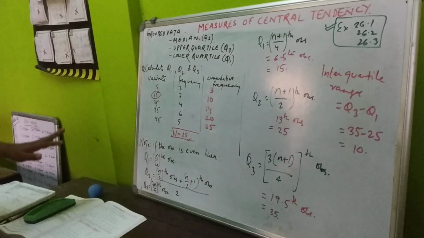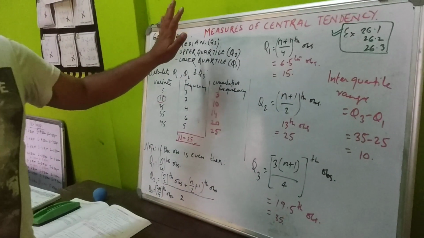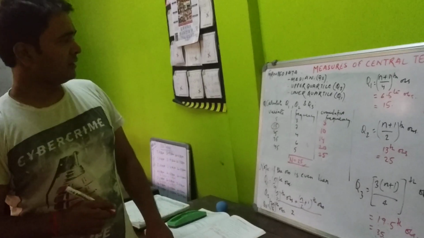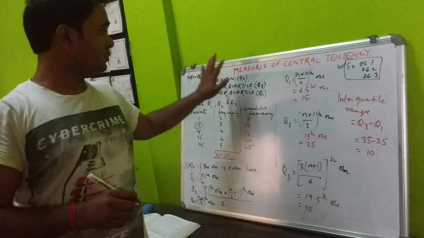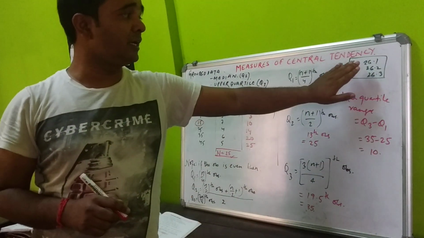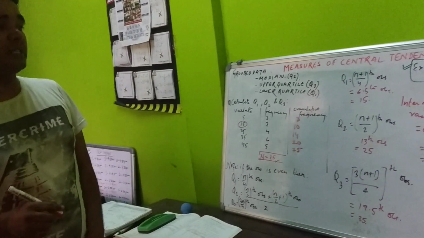So with the help of this, you are expected to do the chapter Measures of Central Tendency. The exercises from ML Agarwal, where you will find such type of questions would be 26.1, 26.2 and 26.3.